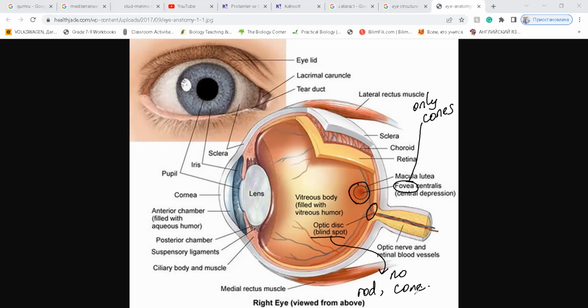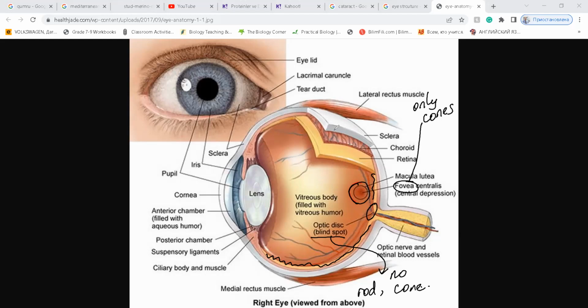So from here, we can understand that rods we can find in other parts, such as here, guys. Look, in these parts we have rods. So rods only belong to other parts, like most parts of the retina, except, again, the fovea and blind spot. But cones are specific only to the fovea. We can't find them in other places.